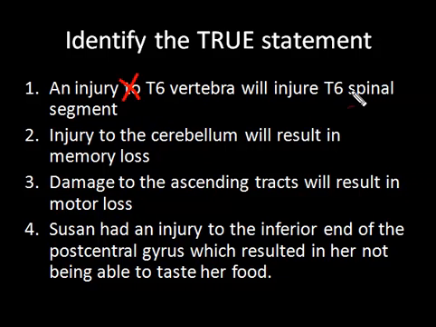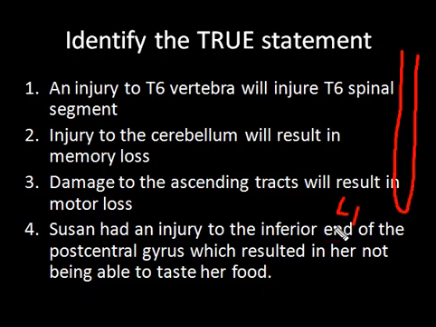So when I say T6 spinal segment, it means the thoracic segment of the spinal cord. The reason being, you know that in adults, the spinal cord ends at the level of L1 and in children it ends at the level of L3. So if you look at the spinal cord, it ends at the level of L1 vertebra.